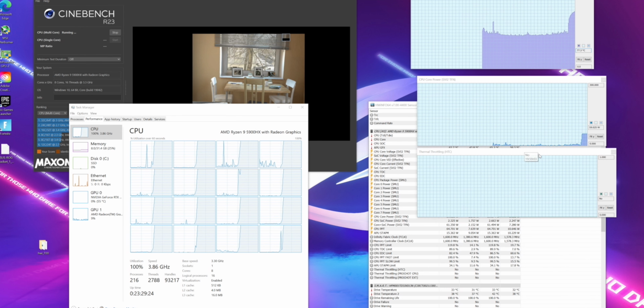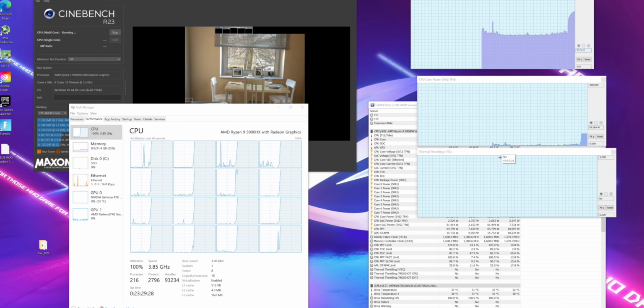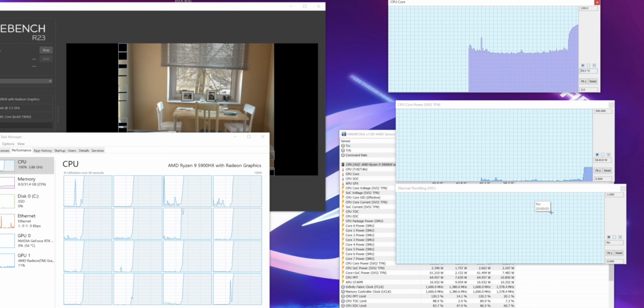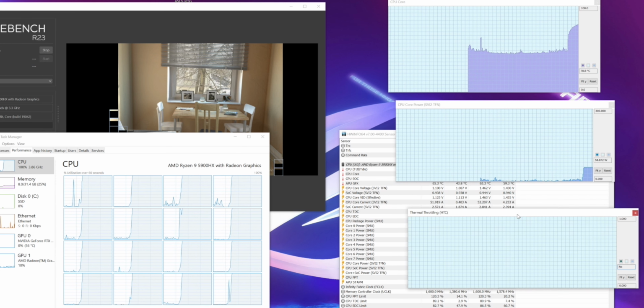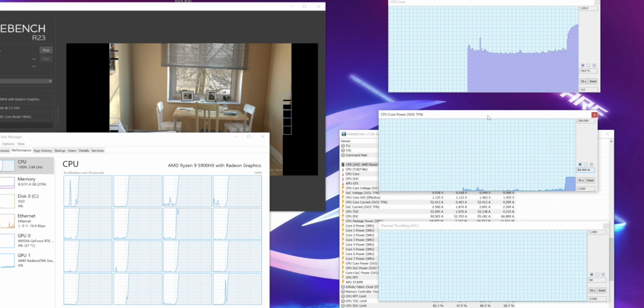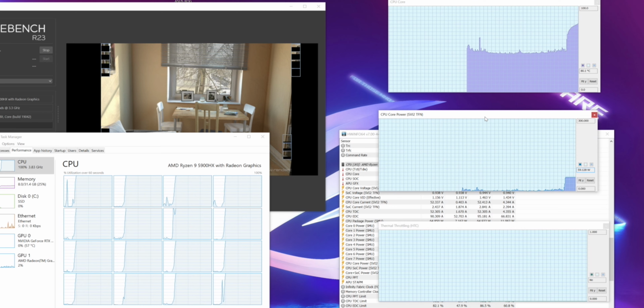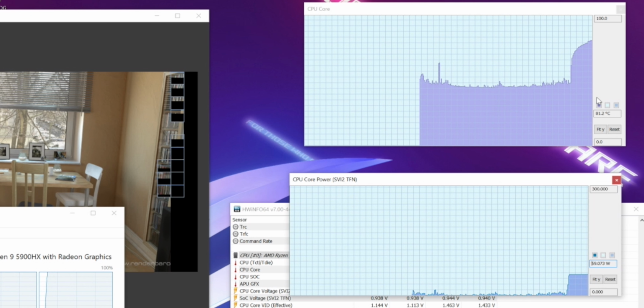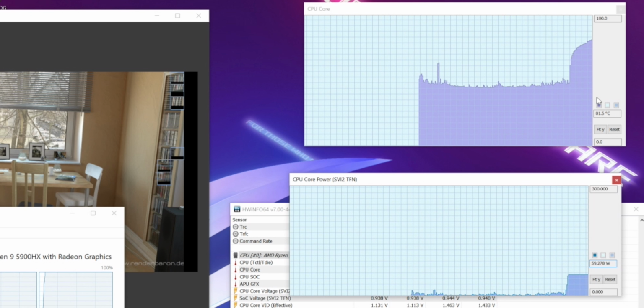Looks like we're using 58 watts. Okay, so this is nowhere near the 80 watt sort of limit. And it tells us we're not thermally throttling. This one tells us if we're thermally throttling. This one here tells us how many watts we're using. So we're doing 3.8. It's very cool. It's very quiet. So that's 81 degrees. With the fan not really that loud.